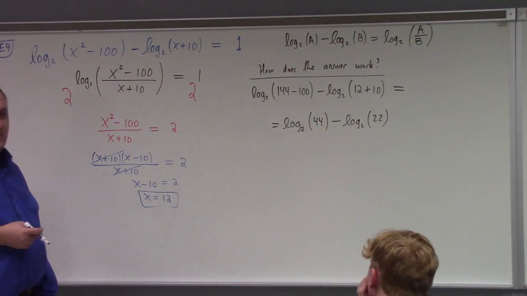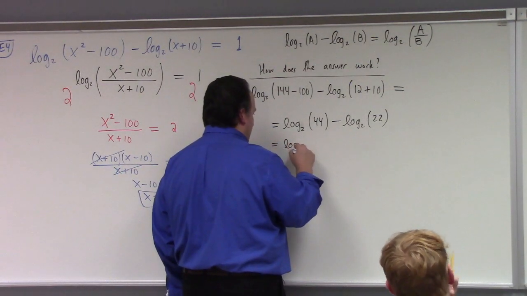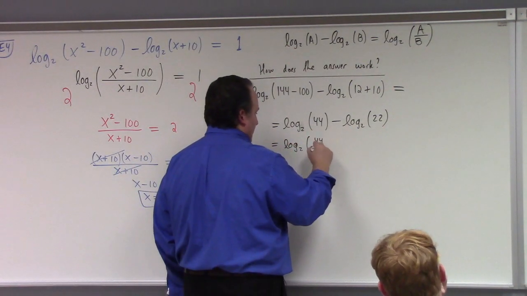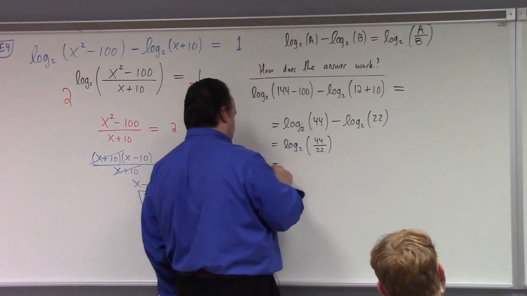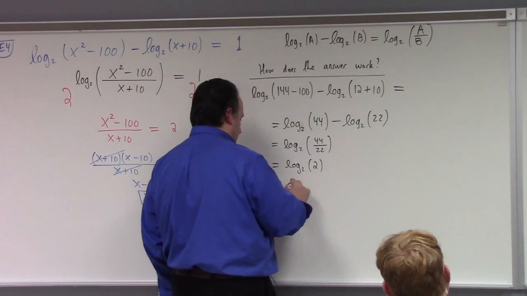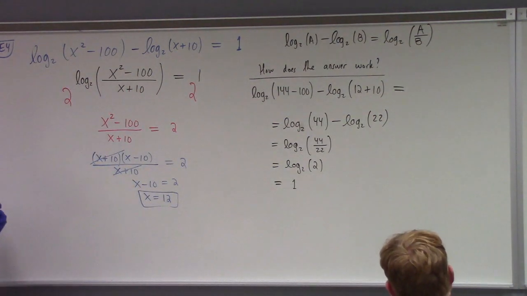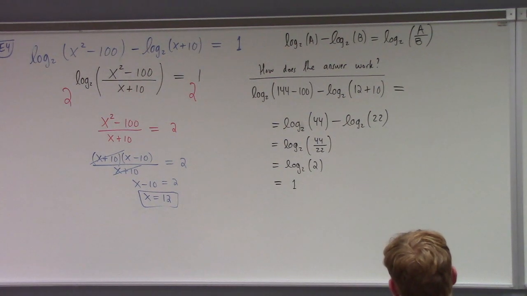Oh, so then by the properties of logs, that's what? That's log base 2 of what? Log base 2 of 44 divided by 22, which is log base 2 of 2, which is 1. So, hooray! It works.